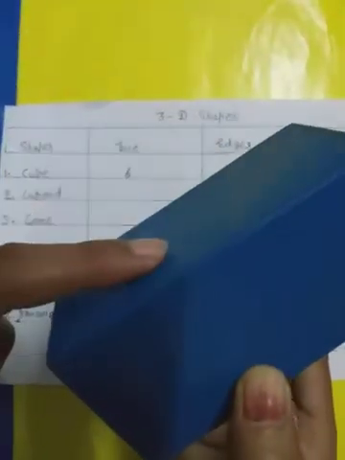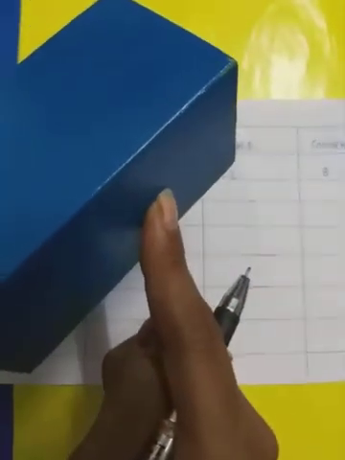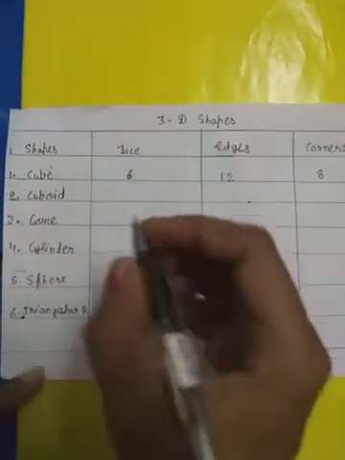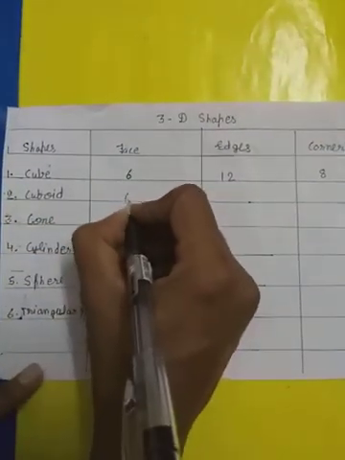1, 2, 3 and 4. Four faces first, and then 5 and 6. Okay, so we have 6 faces in a cuboid.